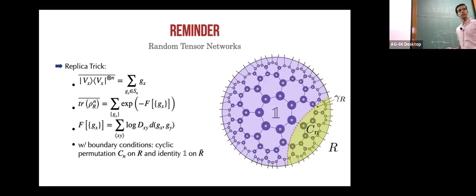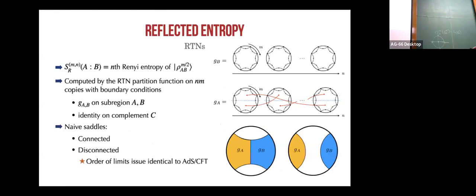Now let's talk about the same thing in the context of reflected entropy. The reflected entropy replica trick works in the following way. Since we wanted to compute the nth Renyi entropy of rho AB to the m over 2, there are two different non-trivial permutations that we need to apply. Firstly, we're just tracing out the region C everywhere, so we just act with the identity on C. Then, the way we've organized these elements is to have m of them living in each of these circles, and there are n of these different circles.